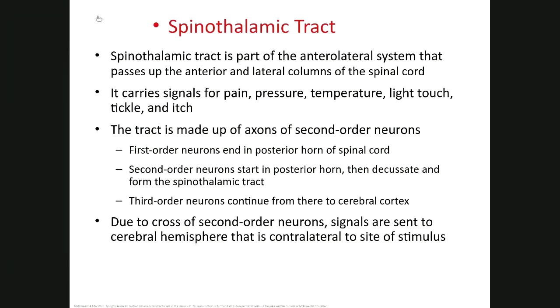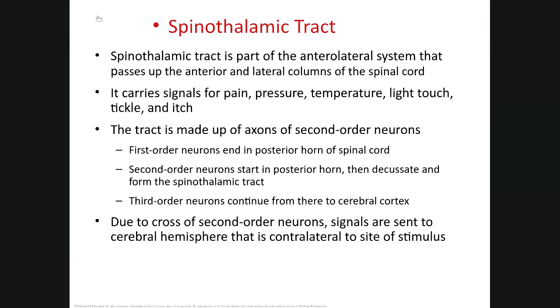The spinothalamic, from the spine to the thalamus, is part of the anterolateral system. It carries pain, temperature, pressure, light touch, tickle, and itch. Spinothalamic tract. Ascending, and it will have a first, second, and third order neuron.